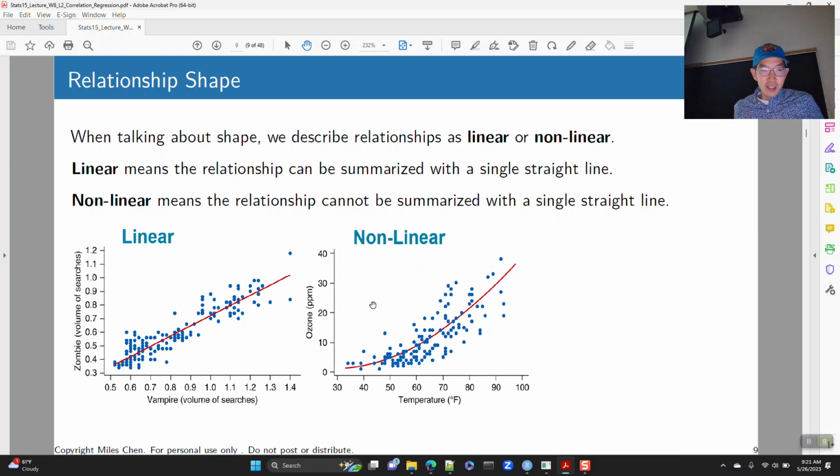Linear means the relationship can be summarized with a single straight line. Nonlinear is anything where a single straight line is not going to do the trick. Again, in a future course, you might describe nonlinear relationships in more specific terms, like a polynomial relationship, or cubic, or exponential or logarithmic, or things like that. There are ways to describe these nonlinear things. Right now, we'll say linear for straight line. Anything that's not a straight line will be nonlinear.